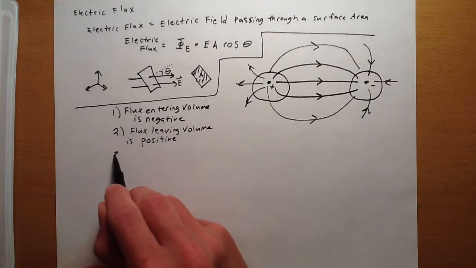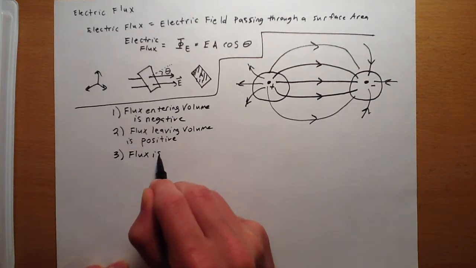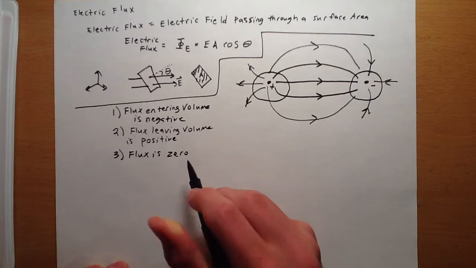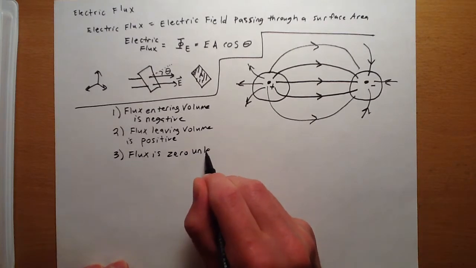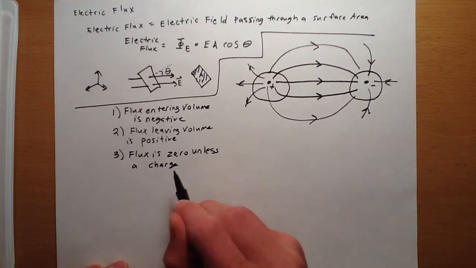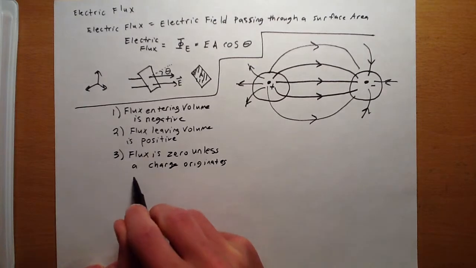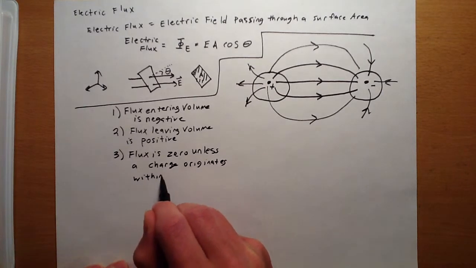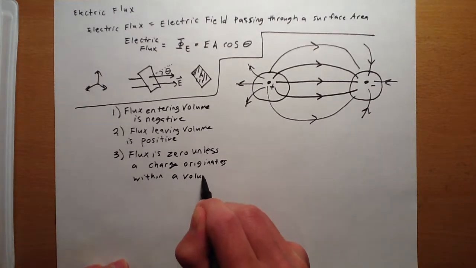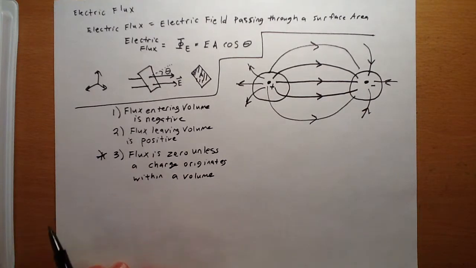And our third principle is that flux is zero unless a charge originates within a volume. And this is the most important principle of this section, because it's going to be used for our next section. So we're going to talk about it now.